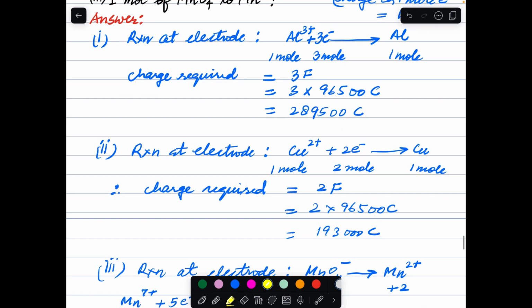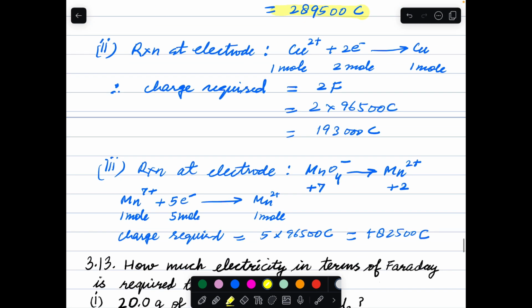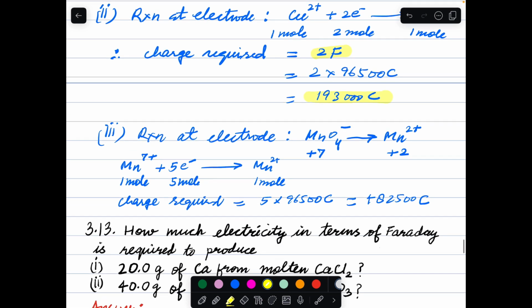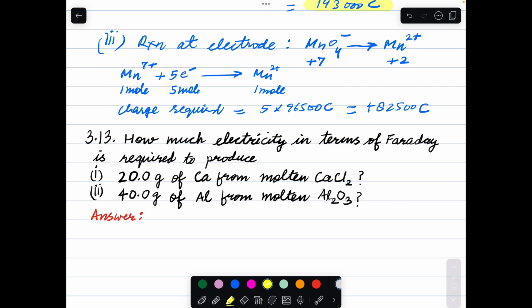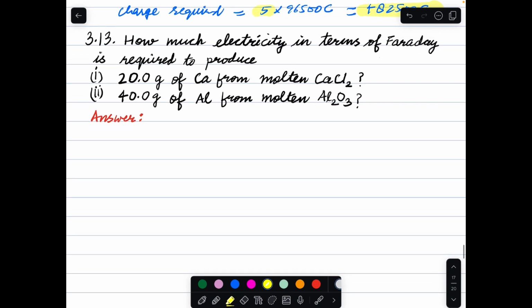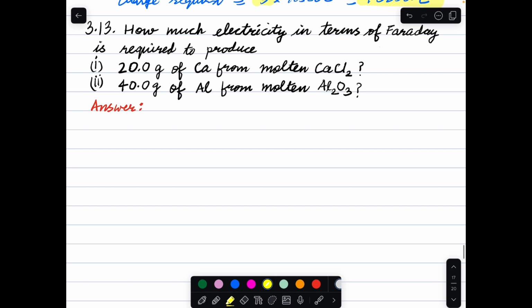So our first answer is this one, or you can write it as 3 Faradays, and the value in coulombs, and here we have 5 Faradays. Therefore, this is the value in terms of coulombs. I hope it is clear. The next question is also a continuation of the same idea, so if you are clear with this one, you will be able to solve the next question with ease.